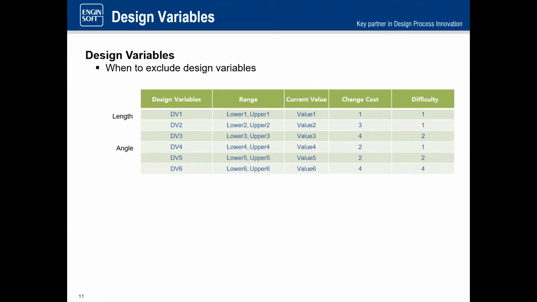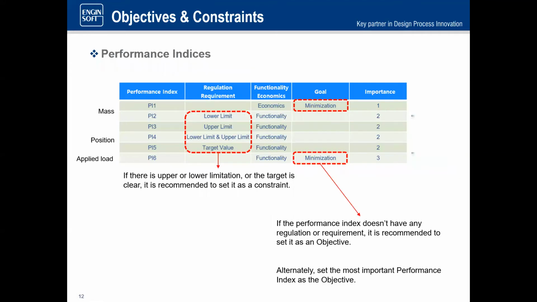So then sometimes there may be too many design variables. And so if that happens, what you want to do is look at the change cost and the difficulty. So in this case, it suggests that the design variable 6 should be eliminated, unless there's some special reason it has to be there. So, I mean, this kind of ranking can be helpful to figure out how to focus in.